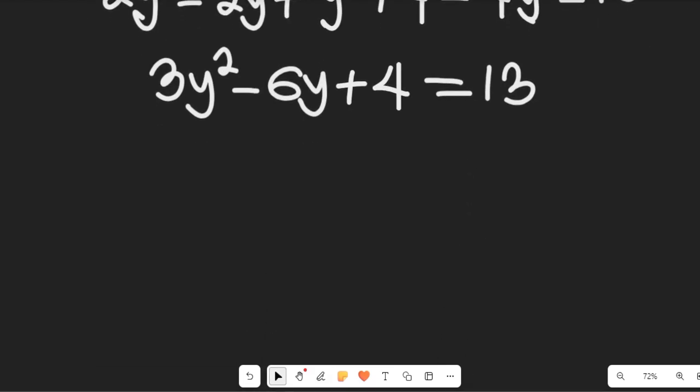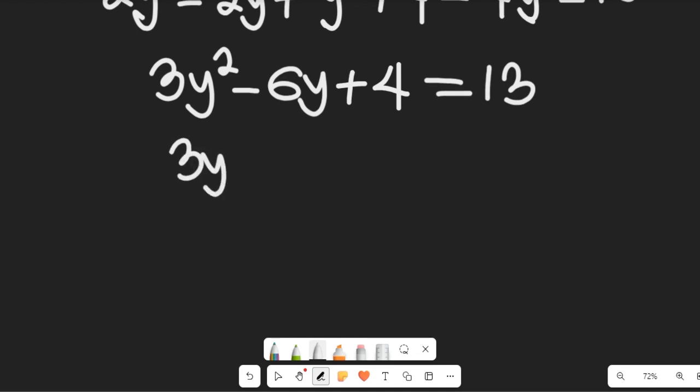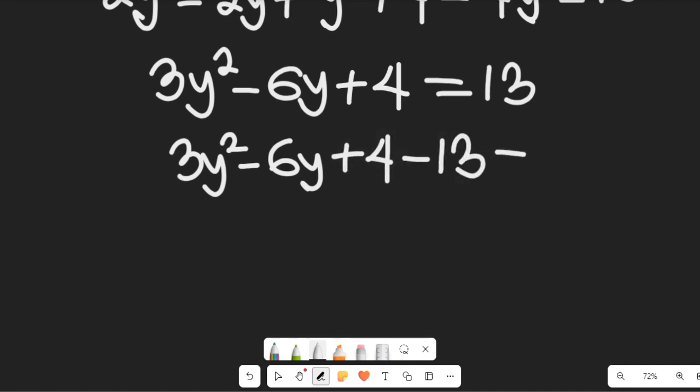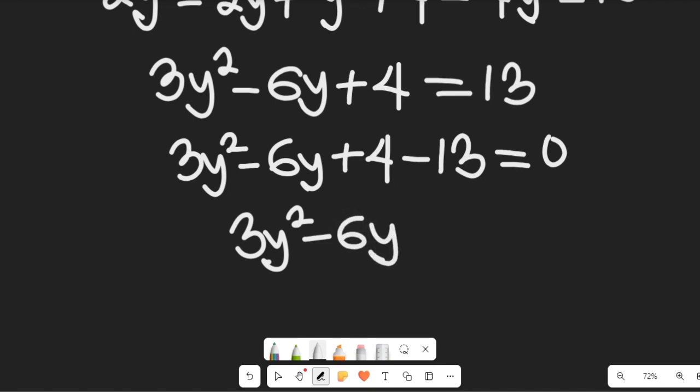That looks like a quadratic equation. So we're going to have 3y squared minus 6y plus 4. We subtract 13 from both sides. The right hand side will be equal to 0. This is going to give us 3y squared minus 6y, plus 4 minus 13 is going to give us what? Minus 9, and this will be equal to 0.